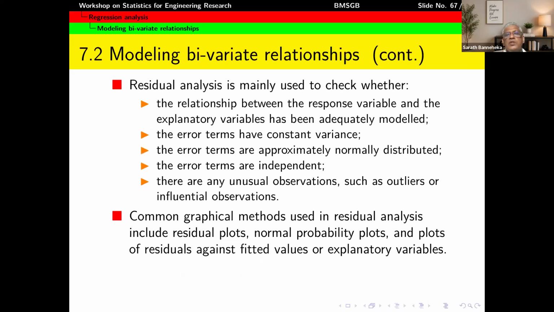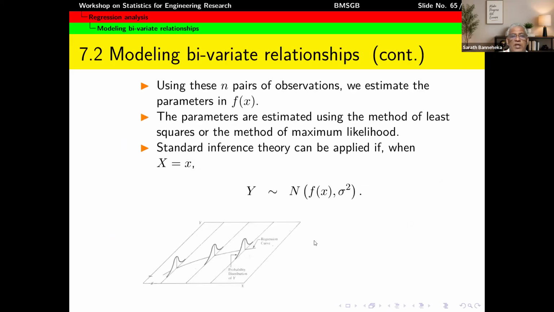So residual analysis is mainly used to check whether the relationship between the response variable and the explanatory variable has been adequately modeled. That means whether the model selected by us is a suitable model. That is one thing that we can check. For f(x), we select some mathematical equation. So whether that equation that we have selected is a suitable equation. And also using residual analysis, we can check whether error terms have constant variance. Here we have assumed that error terms have constant variance.